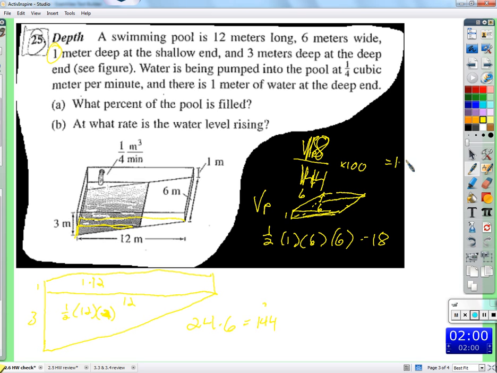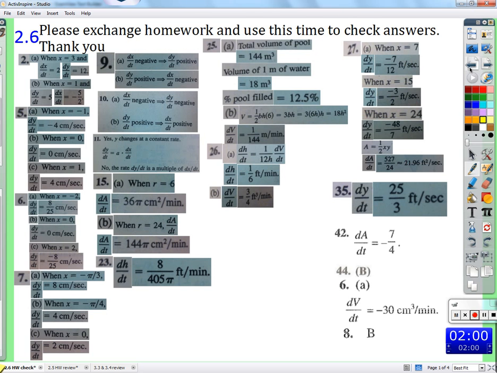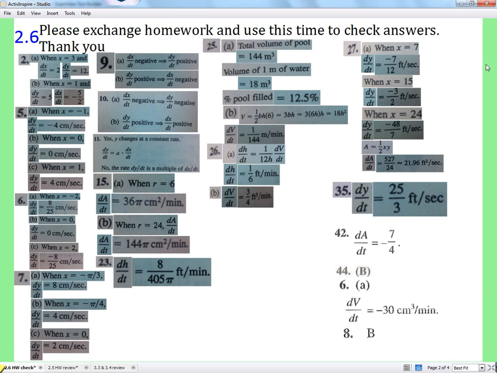So 13%. What does the percentage say? 12.5%. Oh, they even make that. 12.5%.